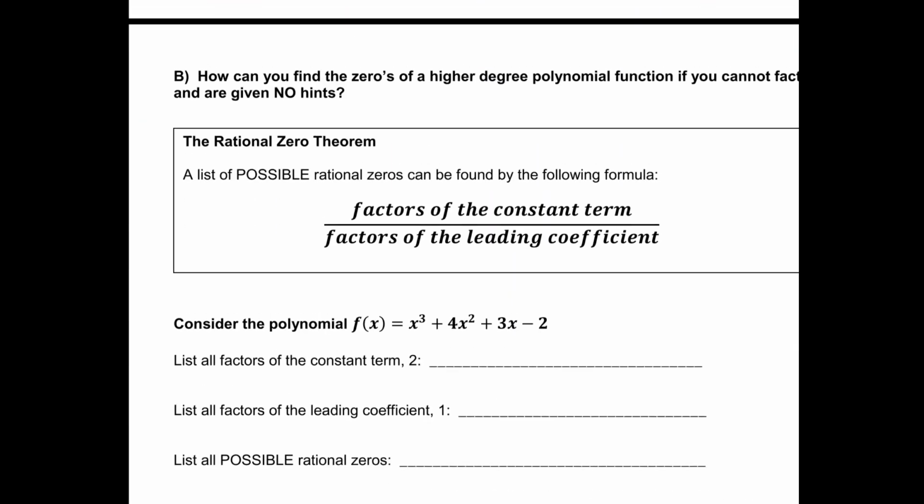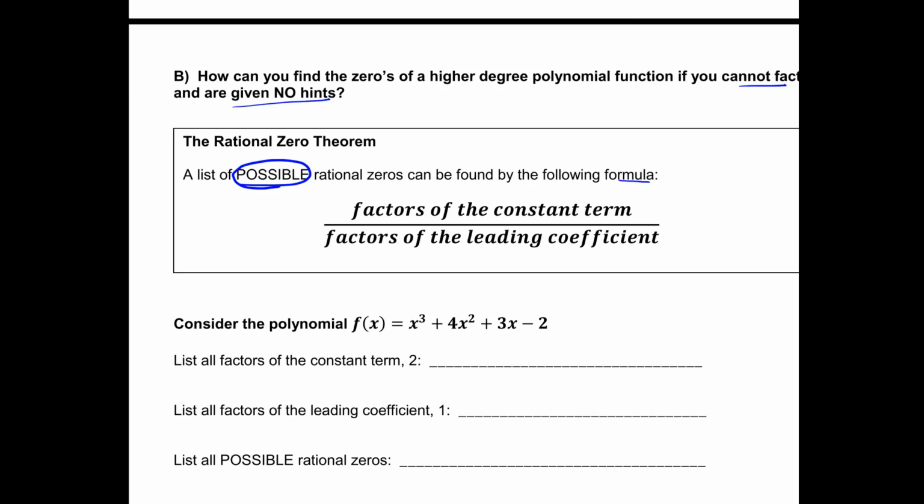Okay, so I gave you some hints that helped you finish the problem. How can you find the zeros of a higher degree polynomial function if you cannot factor and if there are no given hints? Well, here's where the rational zero theorem comes in handy. The rational zero theorem gives you your hints. But one thing to be aware of is it gives you possible zeros, not actual zeros.